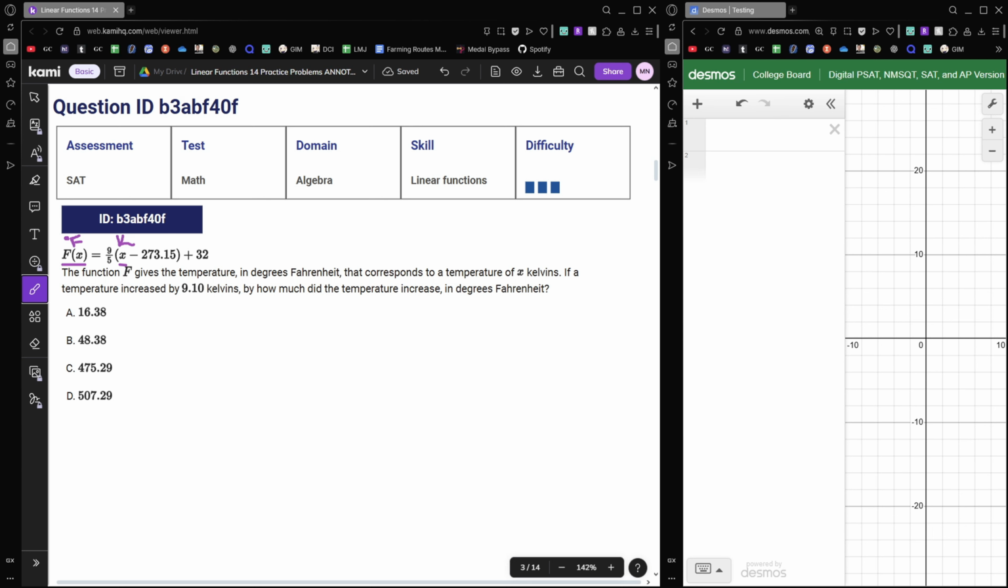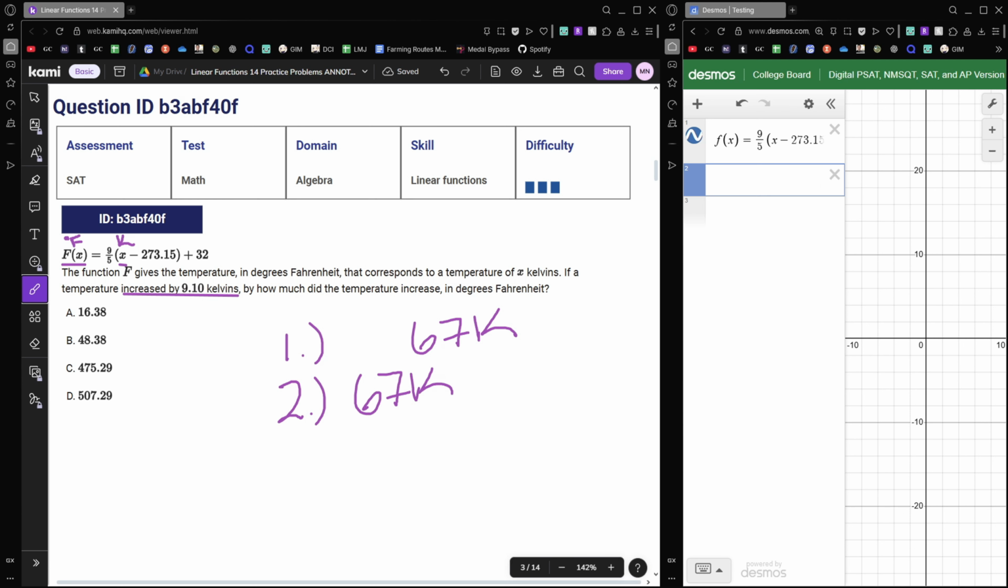Before we do anything, let me put this equation in Desmos. Okay, so I went ahead and typed the equation exactly as it is into Desmos. So first, I'm going to choose a random starting temperature. Now, it doesn't matter what number you choose, it can be any number. So in this case, let me choose 67 Kelvin. That can be our starting temperature. Now, as for our second temperature, we know that the temperature increased by 9.1 kelvins. So our second temperature would be 67 Kelvin plus 9.1 Kelvin.